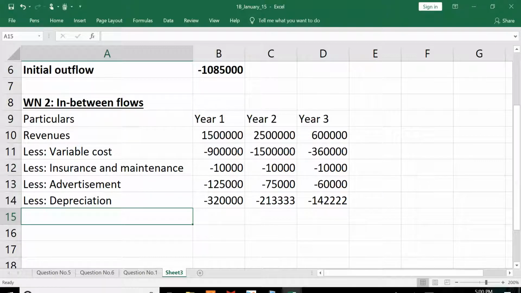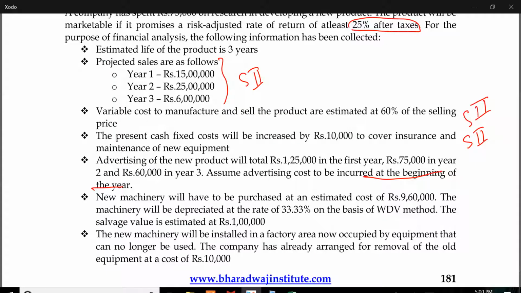Depreciation. Any doubts on this? It's going to be 2/3 of the first year. The depreciation will become 2/3 of the first year. What's the next item they have mentioned?